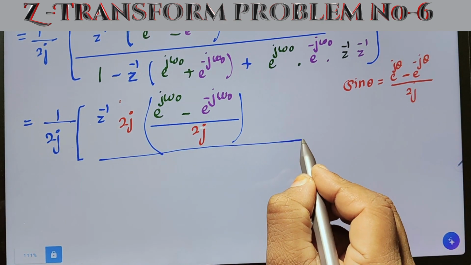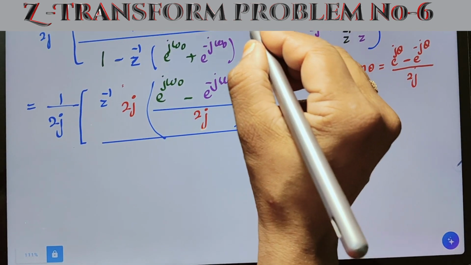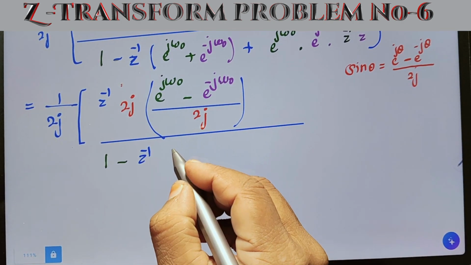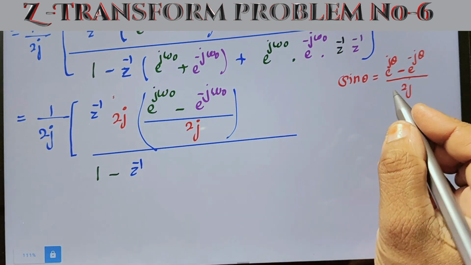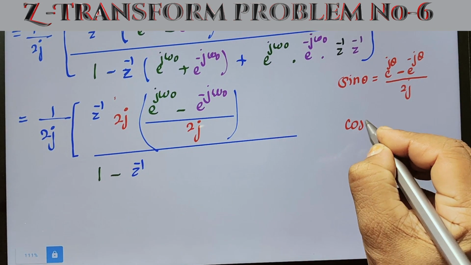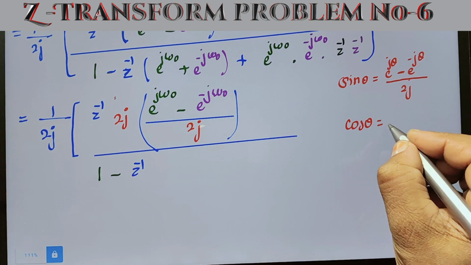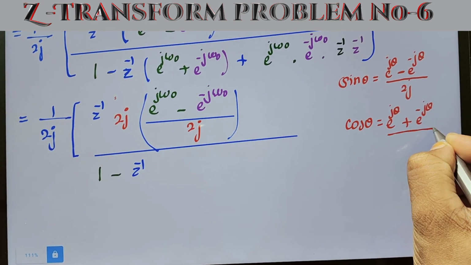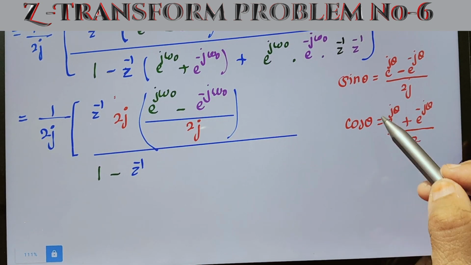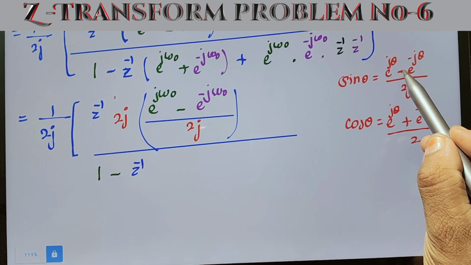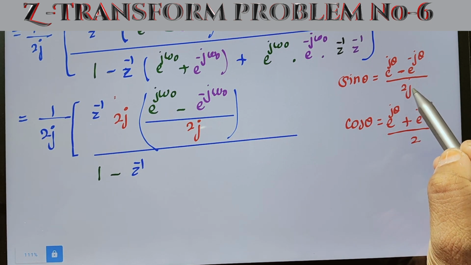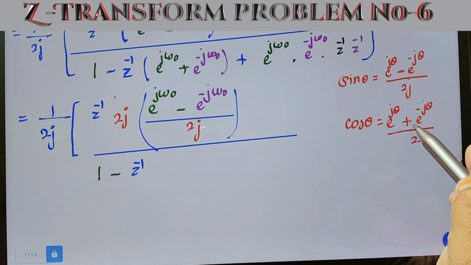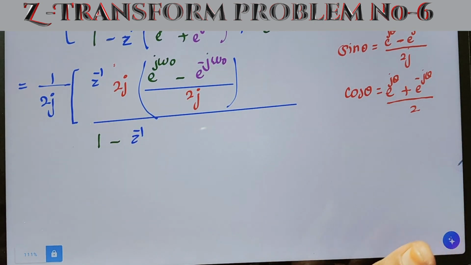Likewise, concentrate on the denominator term. Here also 1 as it is. So 1 and minus, here is z inverse. Open the bracket. Here also, for the cos term, cos theta is e power j theta plus e power minus j theta divided by 2. See, to compare the sine term as well as the cos term, here in between minus, here plus, and the denominator term 2j, here 2, because this is the complex number, imaginary number, and this is for real number.